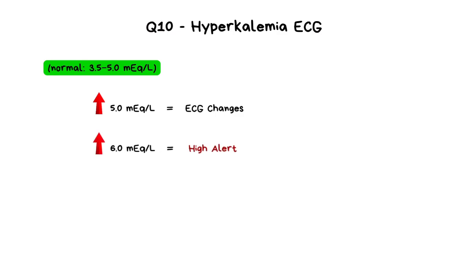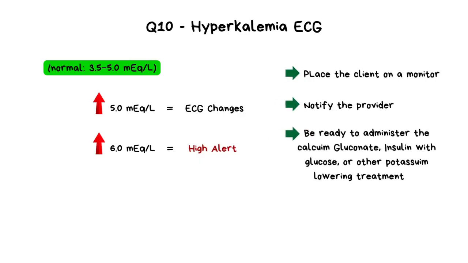The priority interventions are to place the client on a monitor, notify the provider, and be ready to administer calcium gluconate, insulin with glucose, or other potassium-lowering treatments as prescribed. Never ignore peaked T waves. They're often the first warning sign before the rhythm collapses.